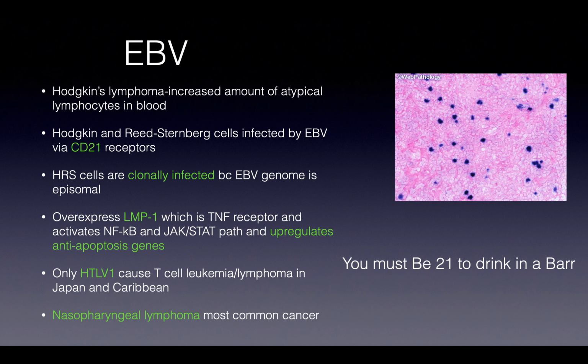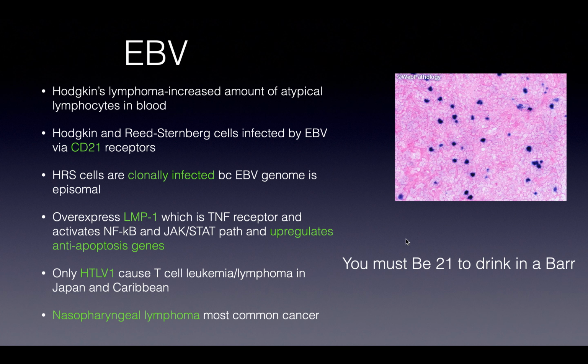Epstein-Barr virus will cause Hodgkin's lymphoma, and they are going to be characterized by the Reed-Sternberg cells via the CD21 receptor. So a nice little memorization technique is you must be 21 to drink in a bar. So 21 is going to be your marker, CD21, and then it's Epstein-Barr virus.